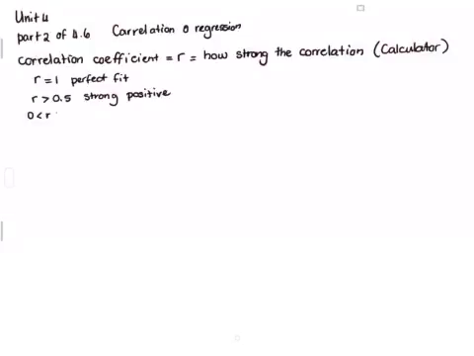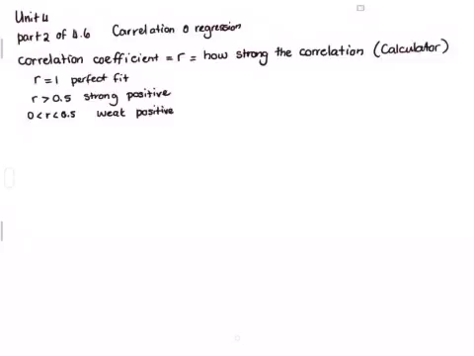If your R is between 0 and 0.5, you would just say weak positive. So they lie a bit more widely spread. Maybe they don't really give you enough info, or you can't really make such strong predictions from them. And then it works the same with negative.